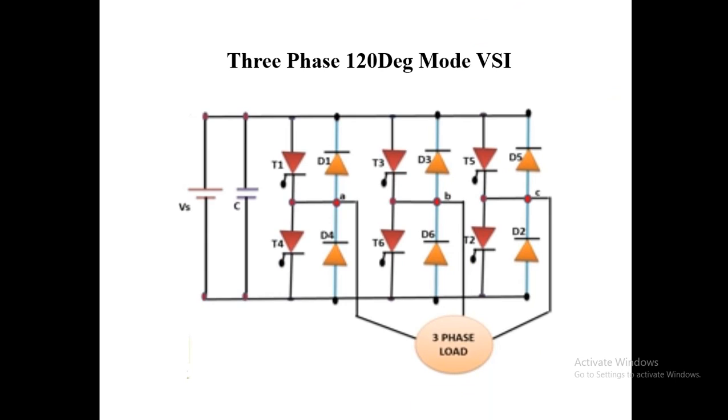Basically, the source is voltage source. There are two different sources available for feeding the inverter. They are voltage source and current source. See this? There is one voltage source, and when we keep one capacitor across the voltage source, this will become voltage source inverter.